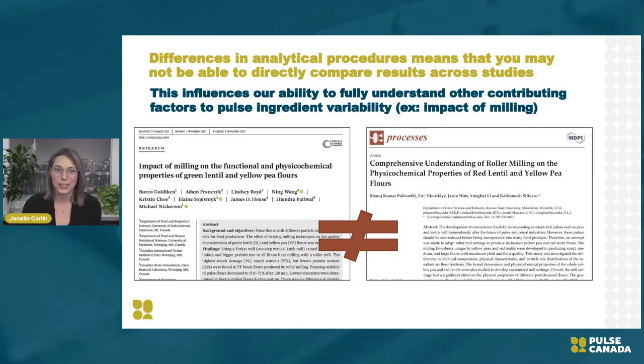So here I just have an example where we're looking at two different studies that are trying to understand the influence of milling and milling treatments on pulse ingredient functionality. And you might not be able to directly compare the results between two different publications simply because those analytical procedures are not consistent across the studies.